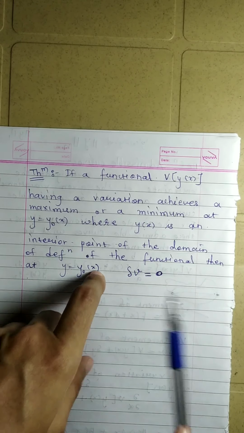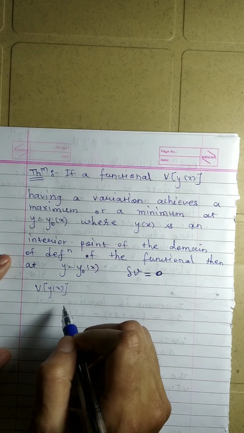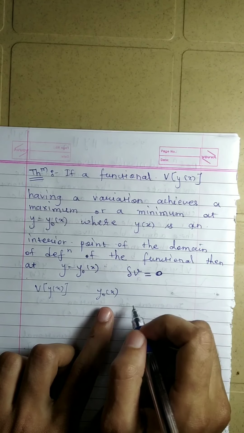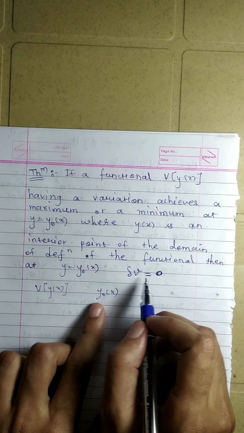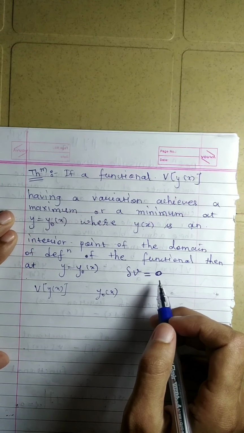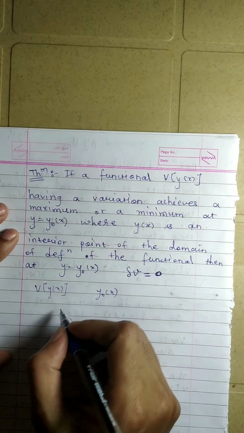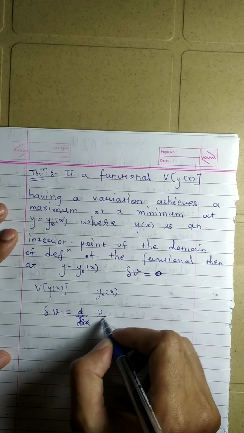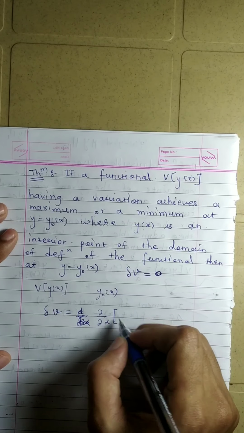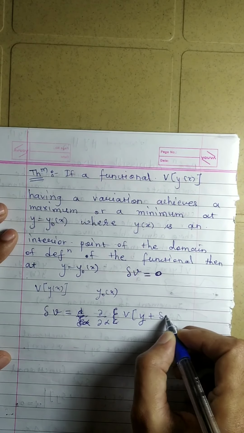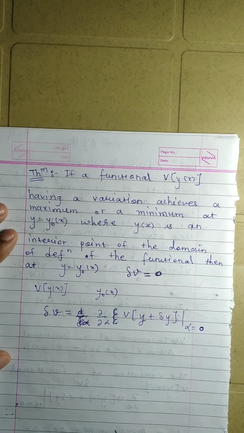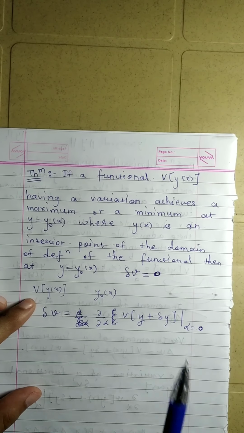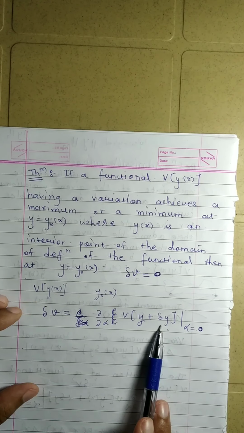at y naught of x. So if V[y(x)] is a functional and it attains the extremum on the curve y naught of x, then at y naught of x, the variation in the functional is equal to 0. And as I have already said, this variation is given by the derivative with respect to alpha at alpha equal to 0. So this variation is given by this quantity. We have not actually seen the derivation of why this variation is equal to this quantity.